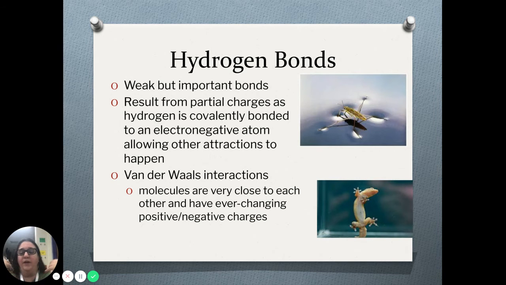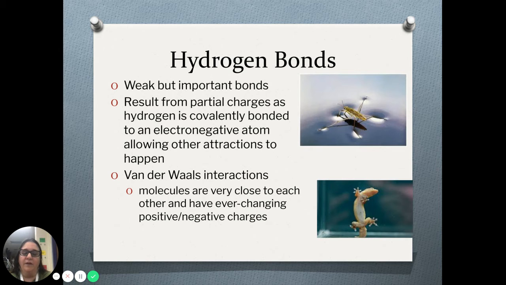So one way that we can think about this is the water strider, who is able to walk on the surface of the water because of the hydrogen bonds between the water molecules. And we'll get more into that when we talk about the properties of water.